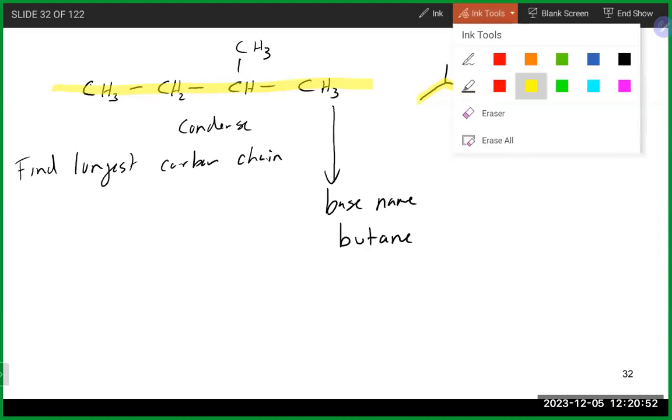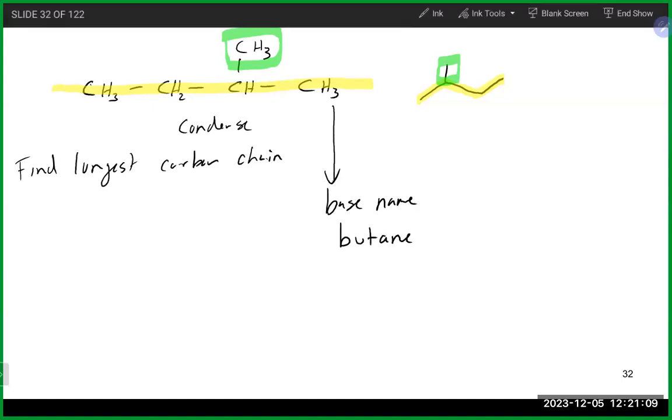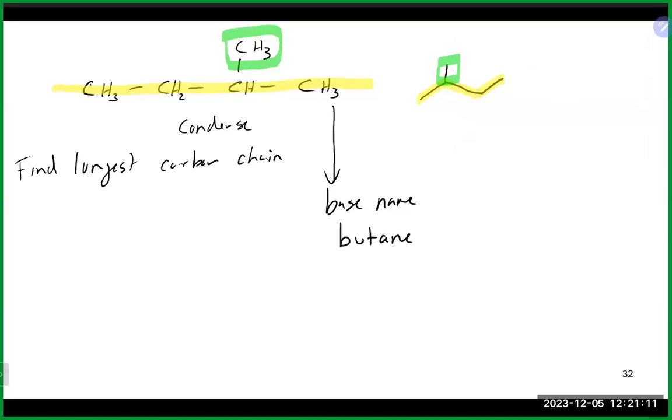Now, when you find the longest carbon chain, a lot of times you will have some things that are not part of the longest carbon chain. So in this case, we have that CH3 group that is hanging out there. And if these are carbon groups, these are what are sometimes referred to as alkyl groups. Those are carbon-based groups.